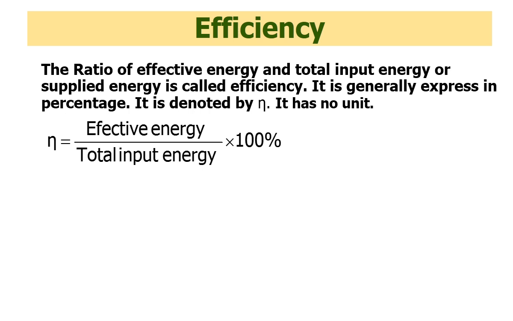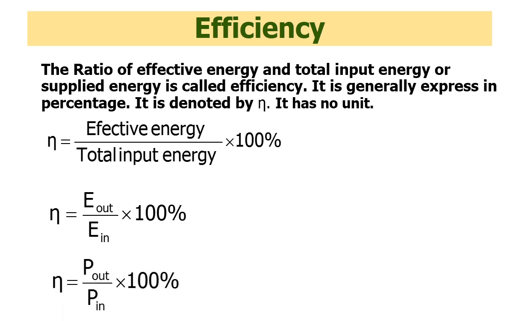Now if we ask you, what do you mean by efficiency 30%? It means if 100 joule energy is given to an engine, then the energy obtained from the engine will be 30 joule.